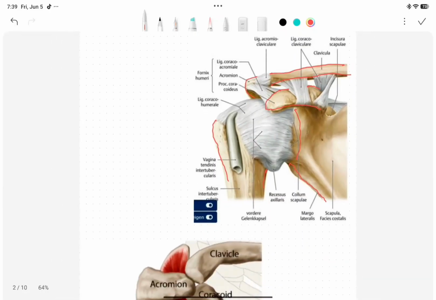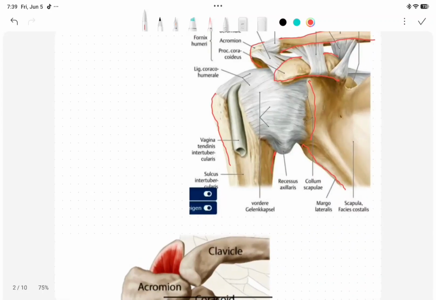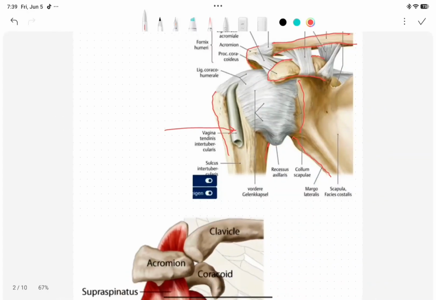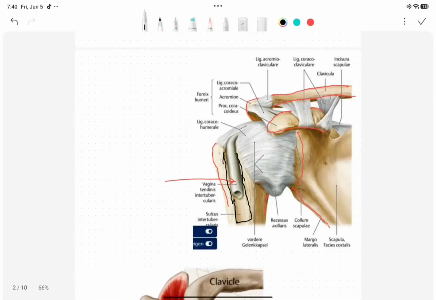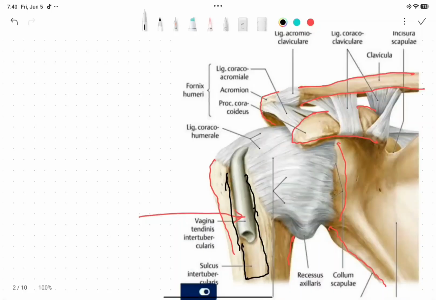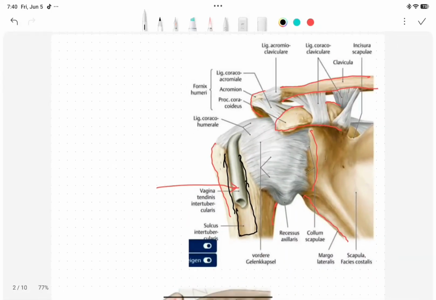As I said, there is a tendon of the long head of biceps brachii. This is the tendon that passes through this depression, which is called the intertubercular sulcus, or simply the bicipital groove. And now the ligamentous support. There are many ligaments that connect.